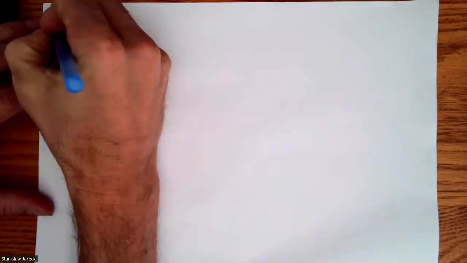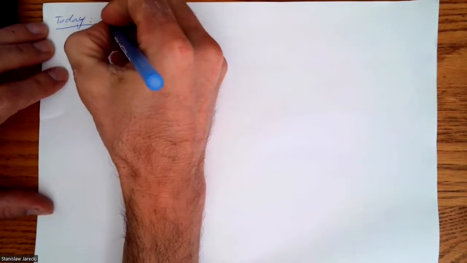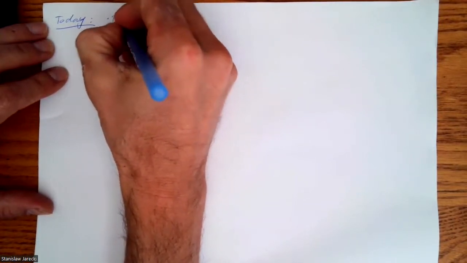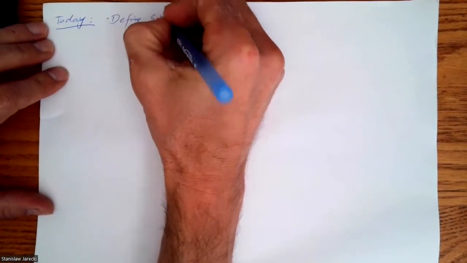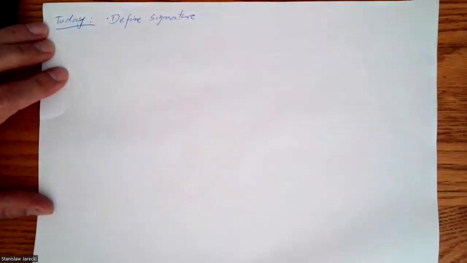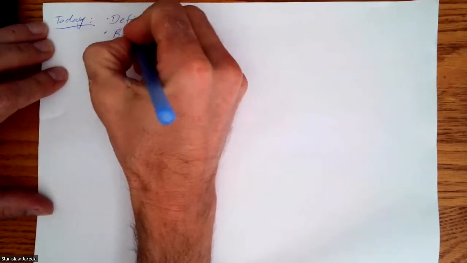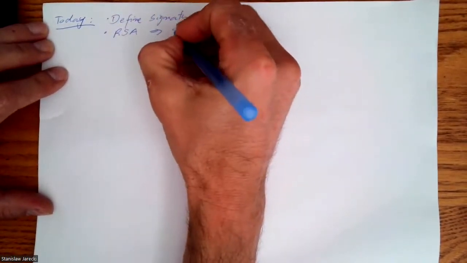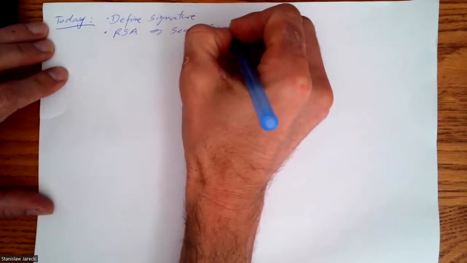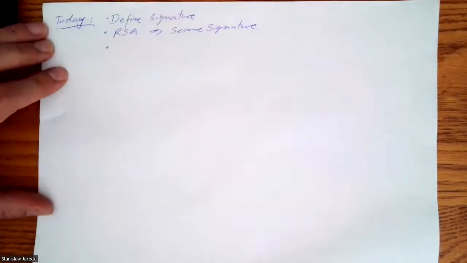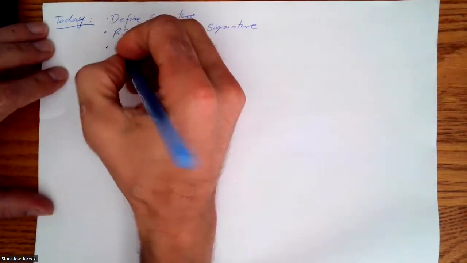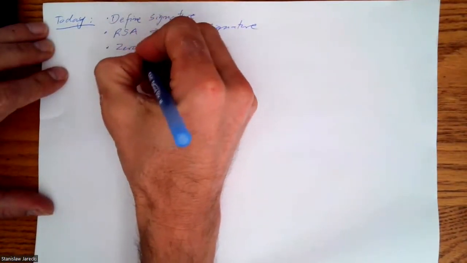we haven't covered signatures, and actually signatures is also a good way to lead to zero knowledge. So today, we'll see how far we get, but I will define signature, so understand what a signature is supposed to do. Show how to go from RSA assumptions to secure signature. And introduce, we'll see how far we get, zero knowledge proofs.